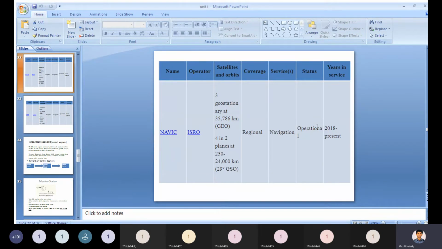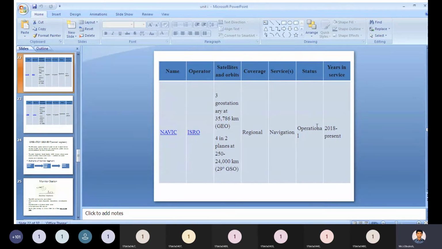Next one is NavIC. Who is the owner of NavIC? The owner of NavIC is India. And who is going to operate this? ISRO is going to operate this NavIC satellite system.